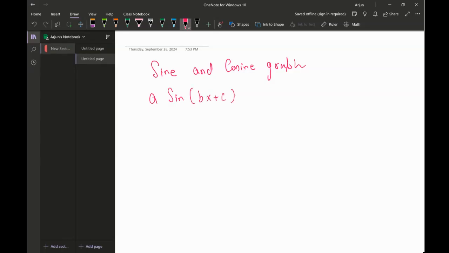This is what's written in your book. So I'm not going to use this one. I'm going to use y equal to a sine b outside x plus c. That's how I'm going to always keep it. So I'll also recommend you guys to keep it, because this way it was easier for me.